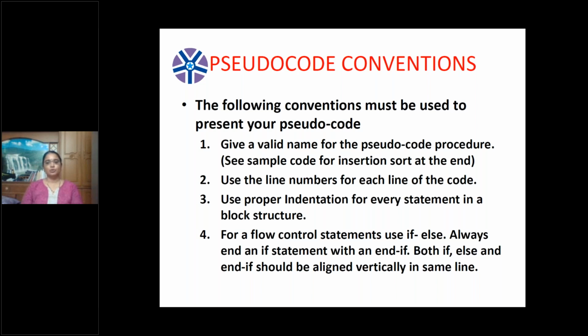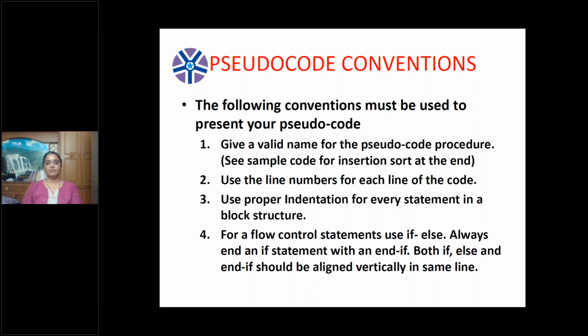Give a valid name for the pseudocode procedure. It means if you start an algorithm, just write algorithm sum. That sum, a valid name should be given to the pseudocode procedure. Here we won't specify the algorithm. I'll write procedure sum. That will be the convention in the pseudocode.